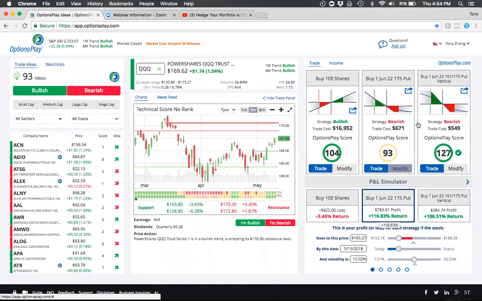So that's why, generally speaking, you use puts. You can use put verticals in certain instances. So that's actually a good question, Ken. Thanks for that.